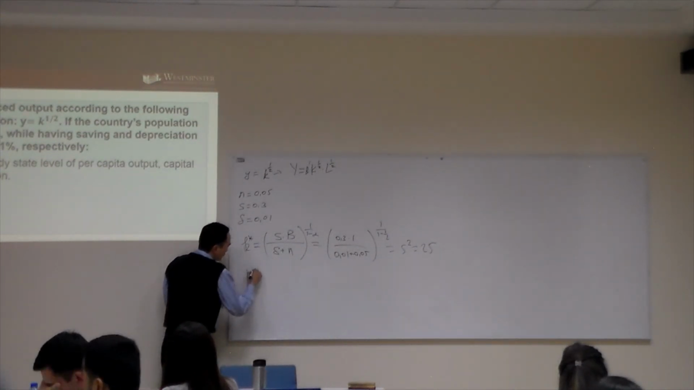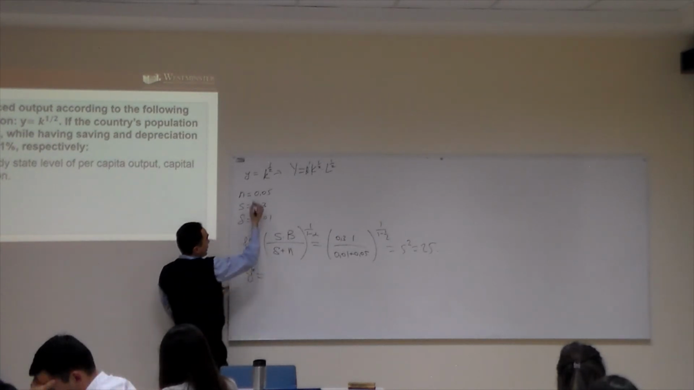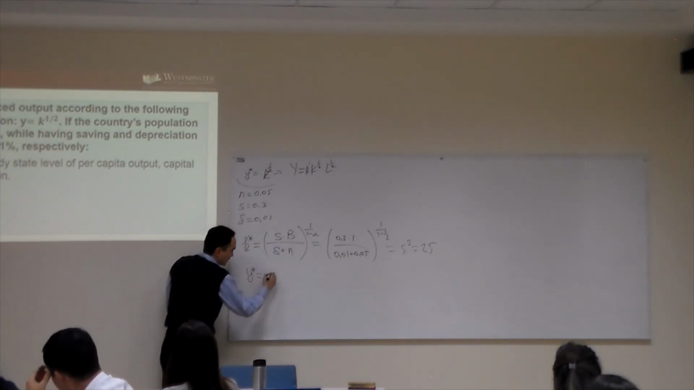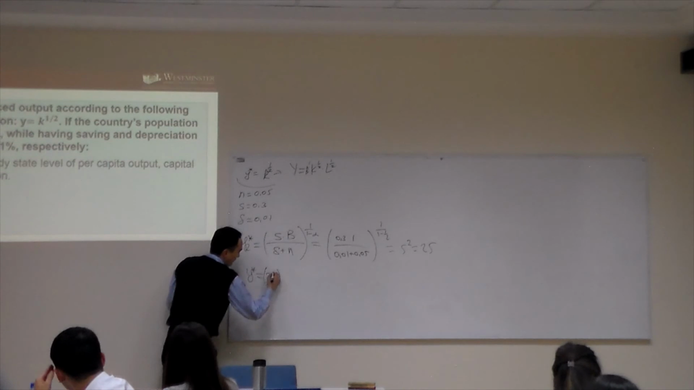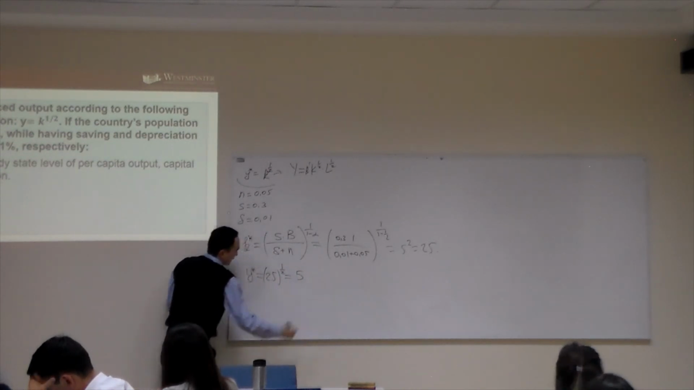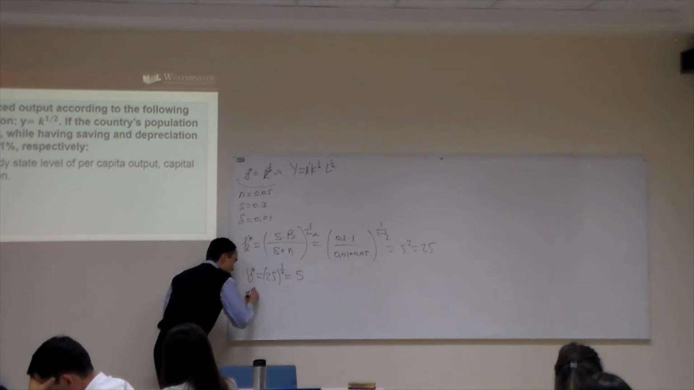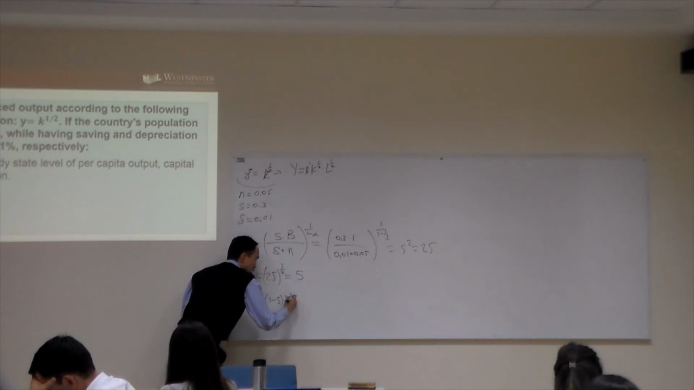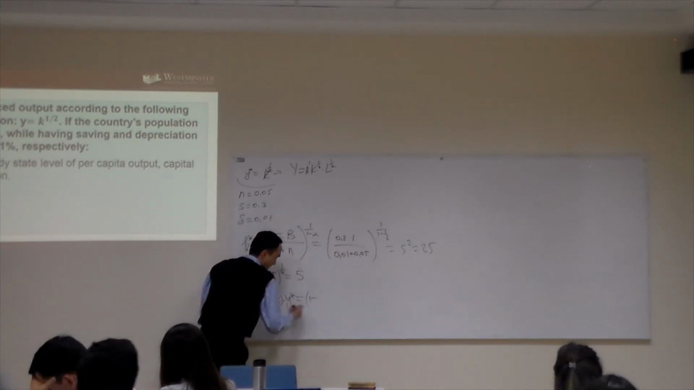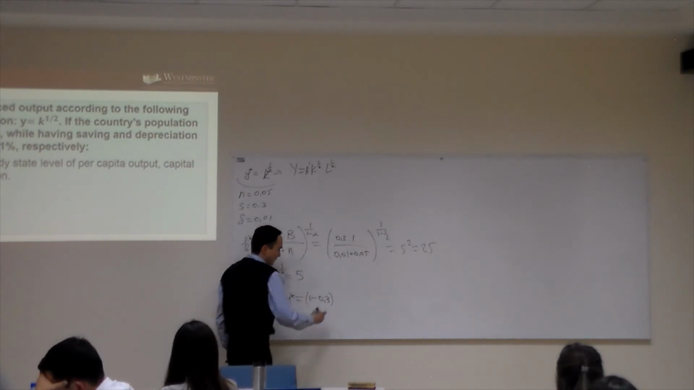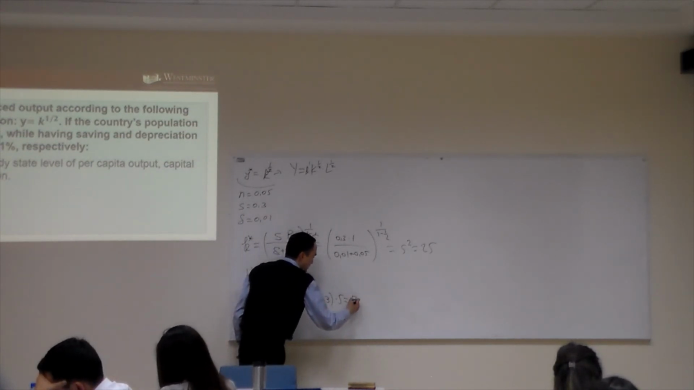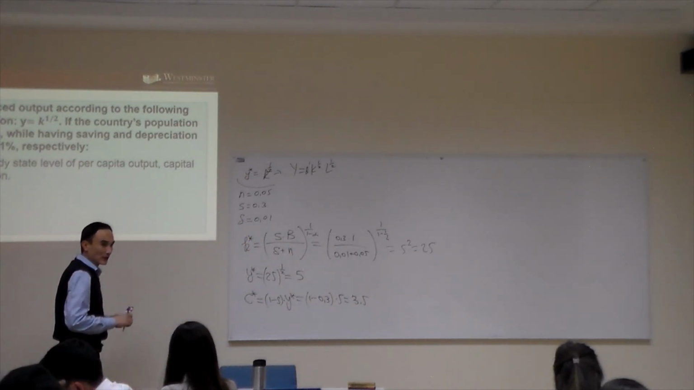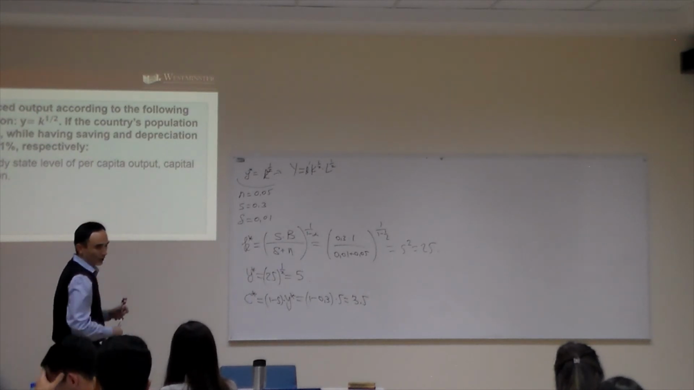And regarding output in steady state level, per capita capital in steady state level is 25, in the power of 1 over 2, which is equal to 5. And regarding consumption, the last one, it is equal to 1 minus saving rate times output in the steady state level, or 1 minus 0.3, 30%, times 5, which is equal to 3.5. So this is regarding consumption in steady state level. This is a very simple one.